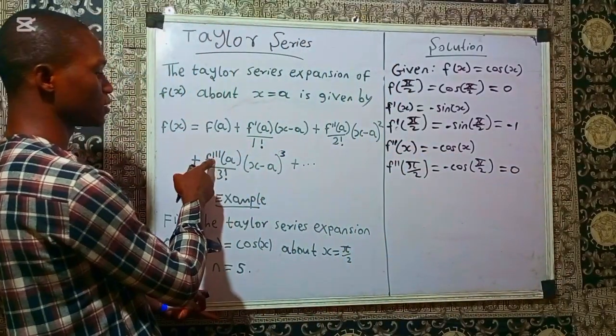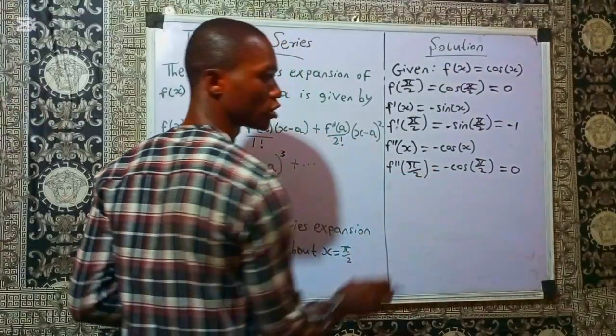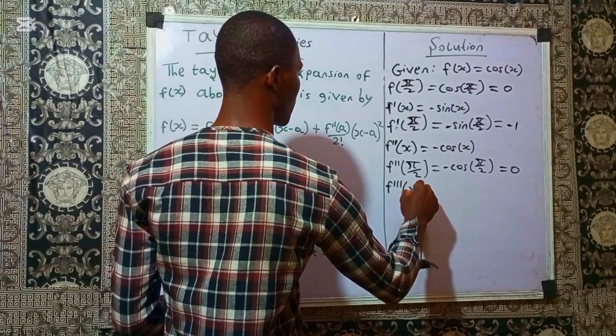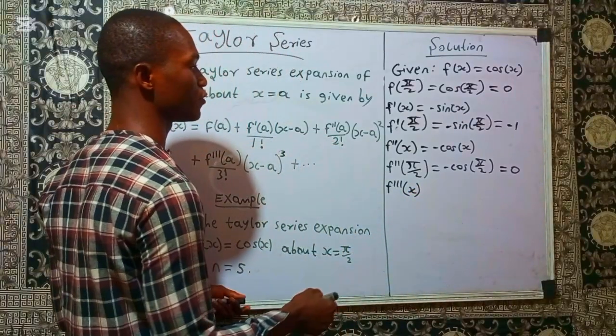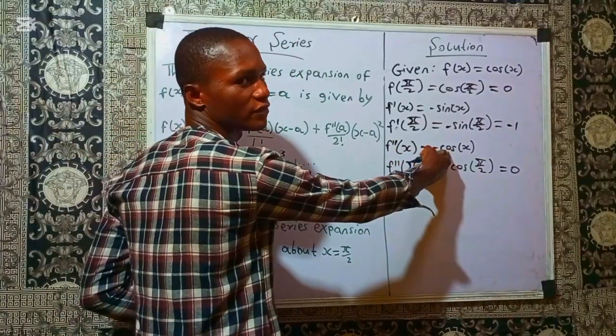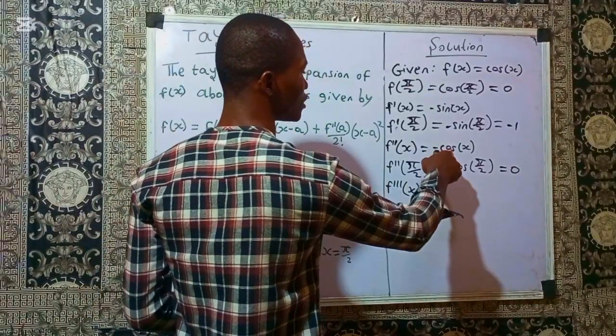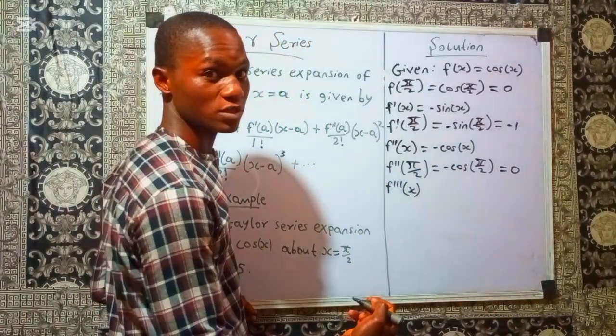So for the third one, the third derivative, right? We now have f triple prime of x. That's the third derivative of our function. So this is our second derivative. If you differentiate the second derivative again, you get the third derivative. So if you differentiate cosine, you get negative sine.